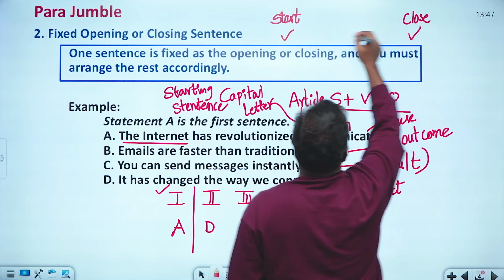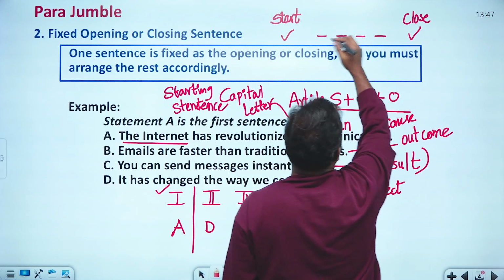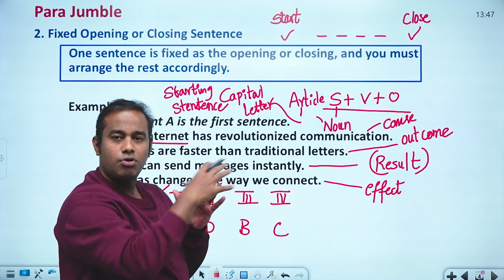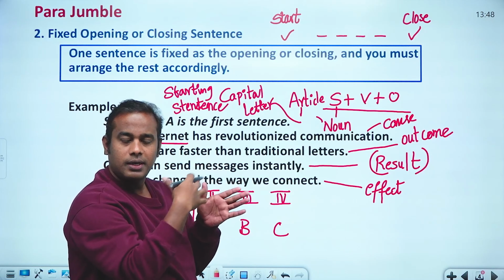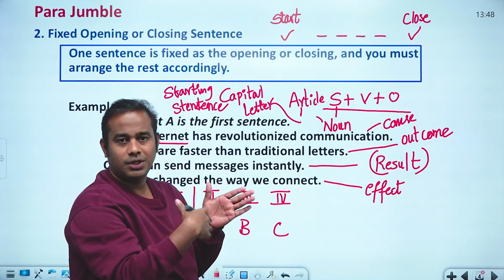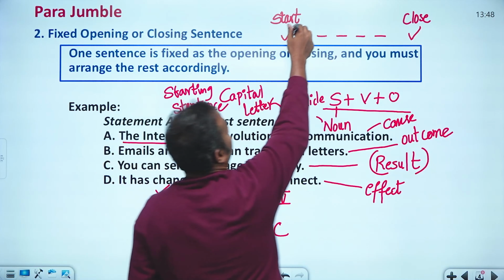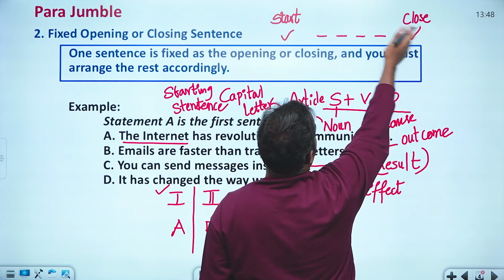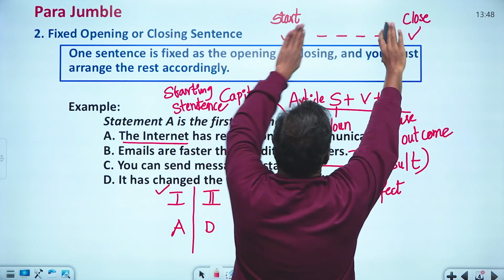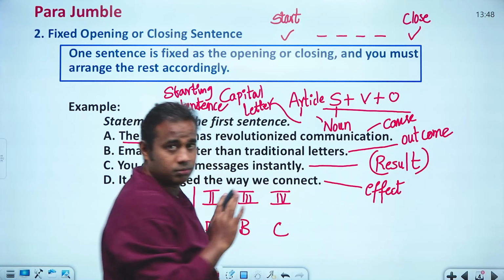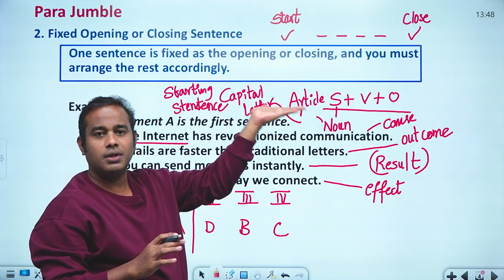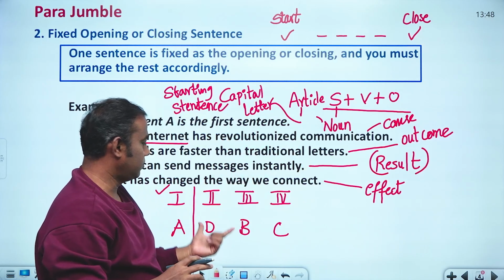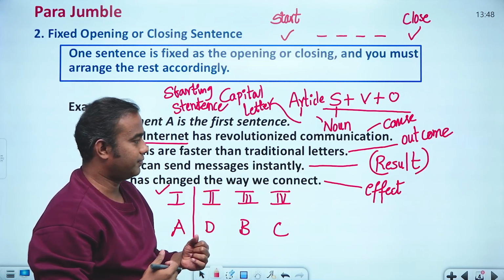Once you identify these two, in between you can see how many sentences are there, and you can play with them. If you keep a larger number of sentences for rearrangement, it will be very tough. So first you identify the start one and the end or closing statement. Then two sentences will be left over for you. Whatever is leftover, you can rearrange those sentences. That's a very simple way of finding it out.